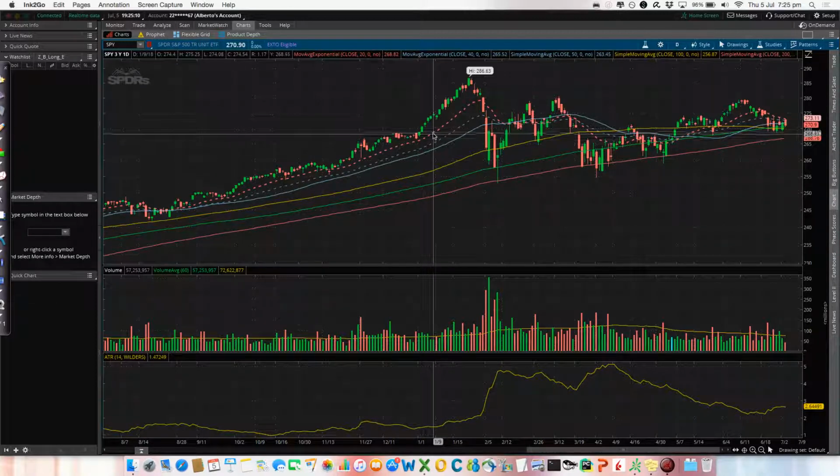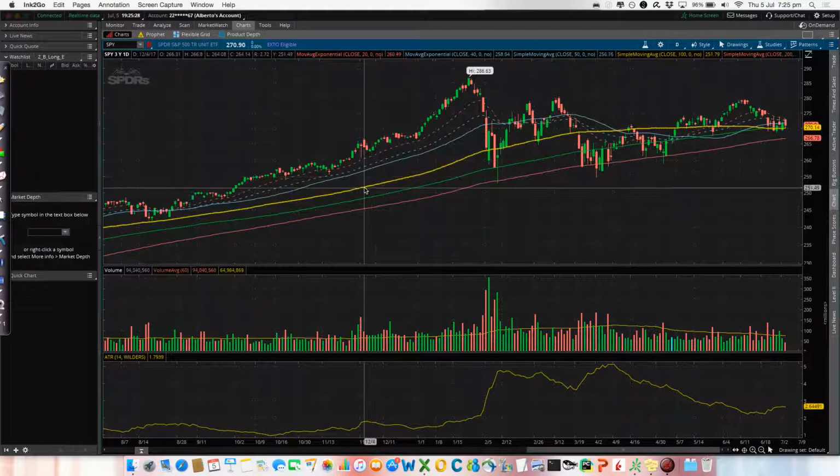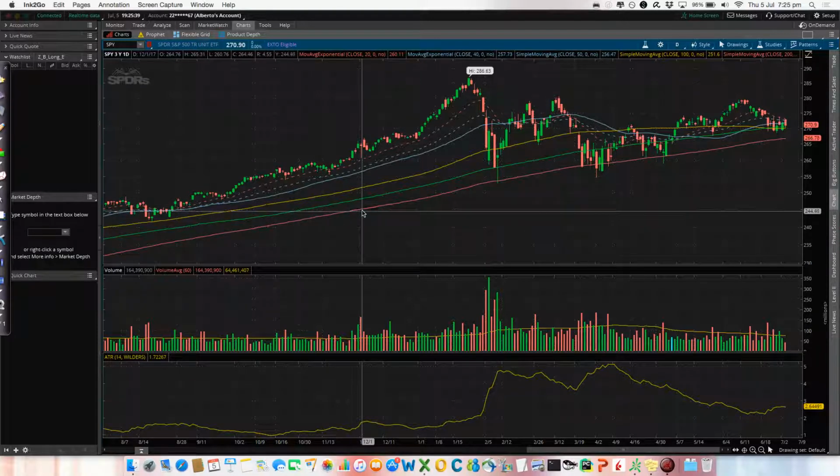This one, the red dashed line, is the 20 exponential moving average. And this one, the blue dashed line, is a 40 exponential moving average. Then we have this blue line, that is the 50 simple moving average. And then we have the 100 simple moving average in yellow, the 150 simple moving average in green, and finally the 200 simple moving average in red. Okay? So these are the 6 moving averages that we are going to use.